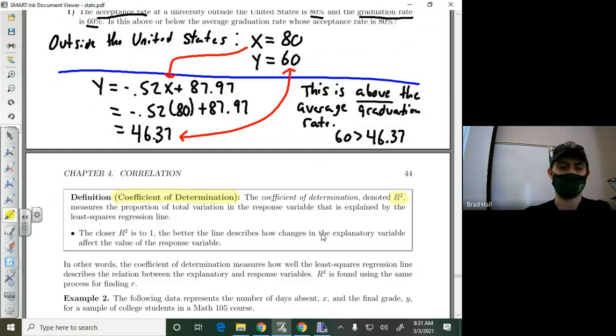The best way I like to look at it, this is a measure that tells us how well the least squares regression line describes the relation. So basically, how good of an indication is that line in predicting future values or values that are not necessarily observed? That is the best explanation for the coefficient of determination. It's just a measure that tells us how good of a fit that line that we found is, in terms of predicting values.